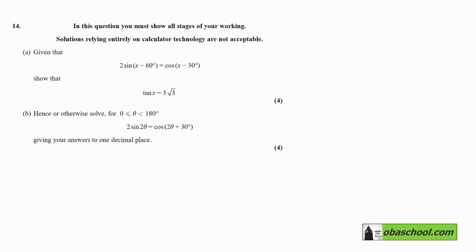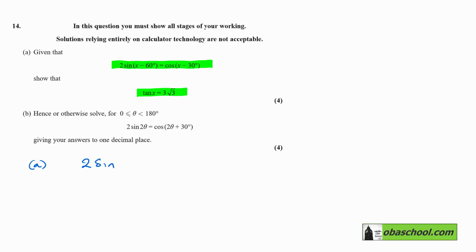In this question, you must show all stages of your working. Solutions relying entirely on calculator technology are not acceptable. Doesn't mean you can't check with your calculator. Given that 2 sin(x − 60) is equal to cos(x − 30), we want to show tan x is 3 root 3. So let's start part A.